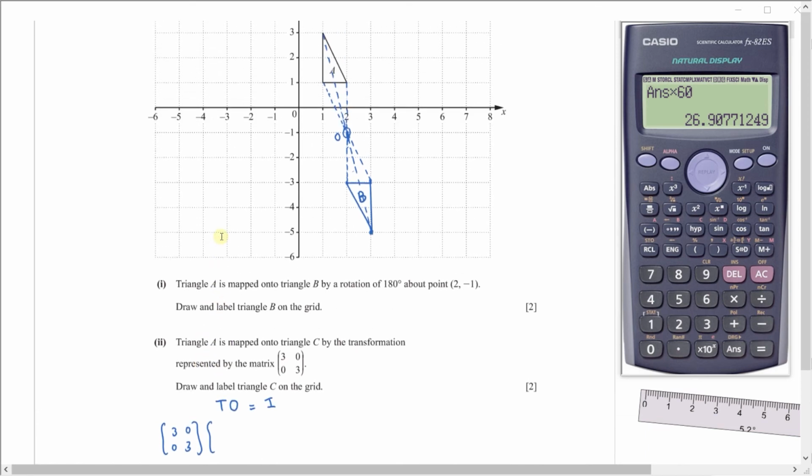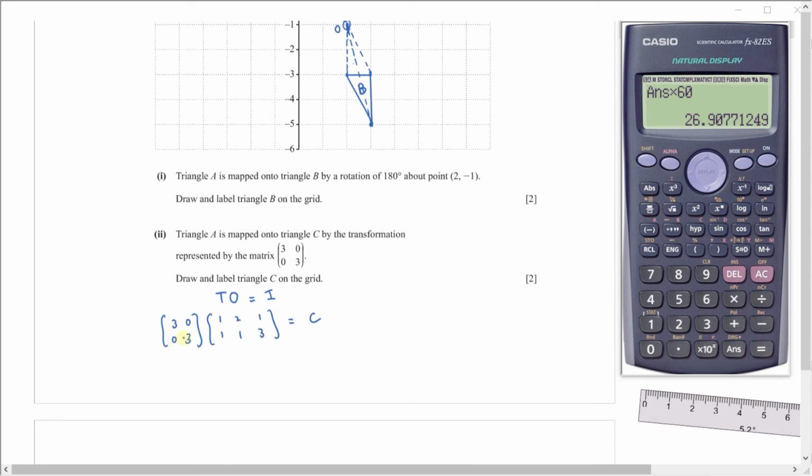So you will take the coordinates of triangle A. The first coordinate is this one, which is 1 1. The other coordinate is 2 1. And the third coordinate is 1 3. And this will lead you to your image, which is triangle C after the transformation. So let's do this multiplication.